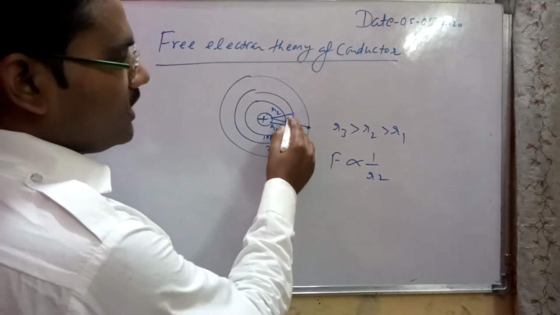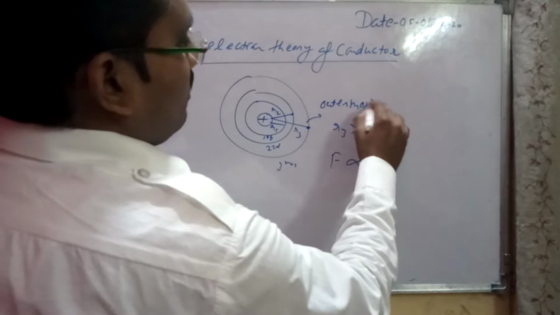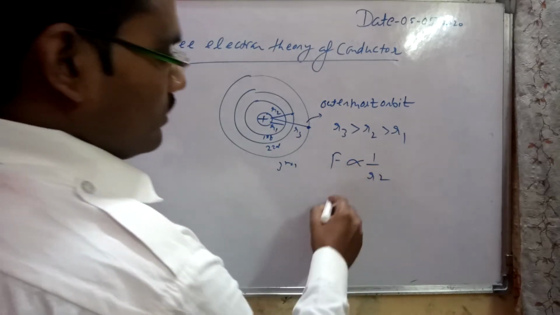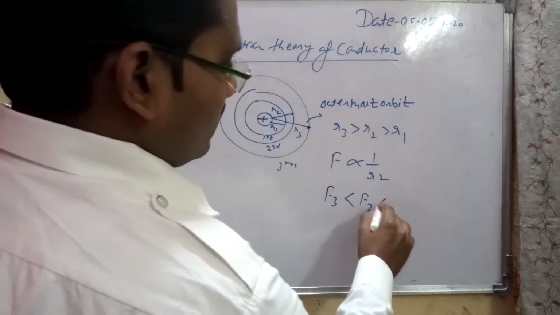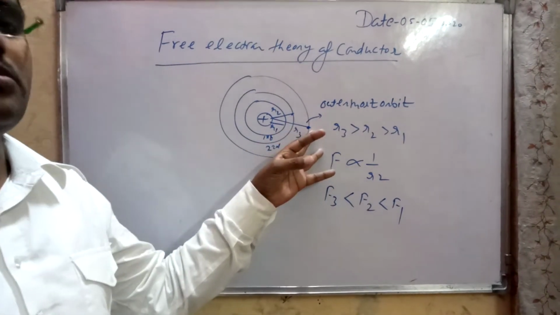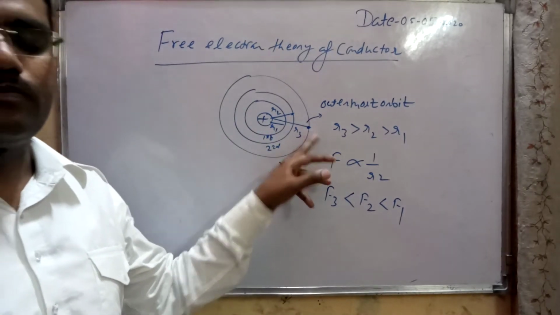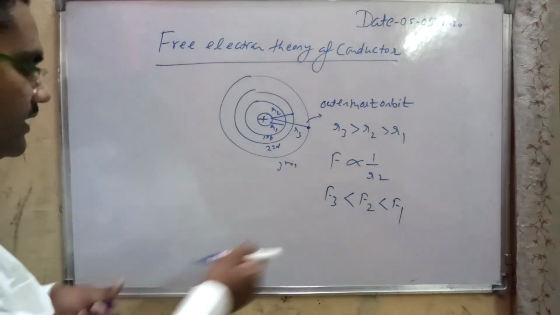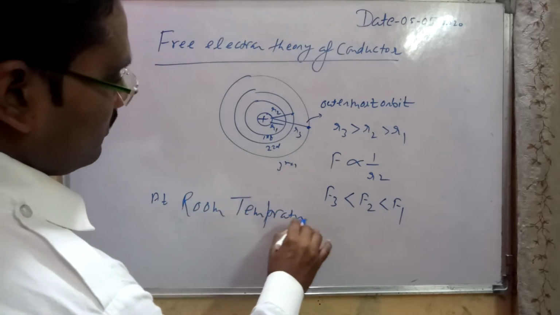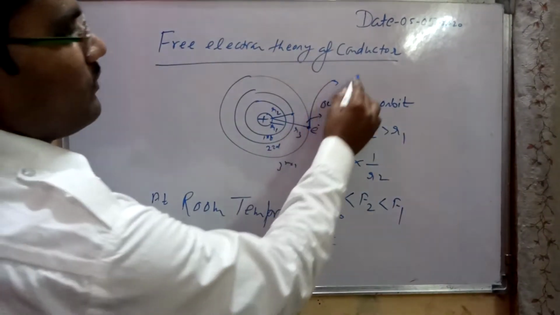That means for the outermost orbit, the force is smaller. Here F3 is less than F2, which is less than F1. That means the outermost orbit electron is loosely bound to the nucleus. That means it is easy to free from the atom. At room temperature, 27 degrees centigrade, these electrons become free electrons.